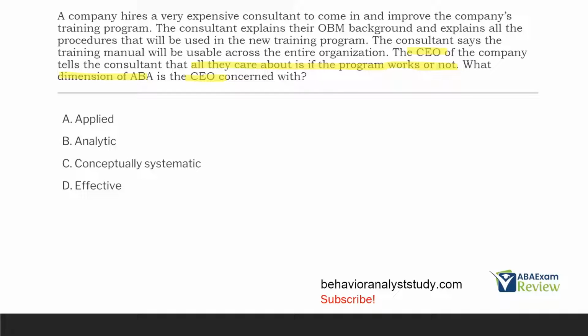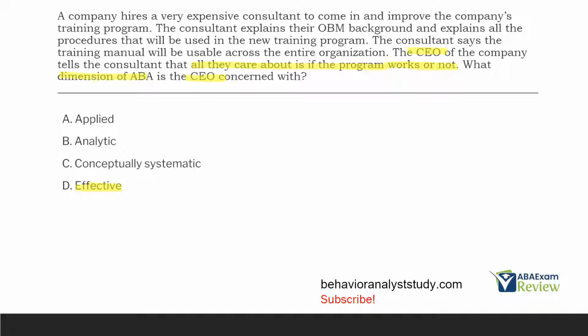Well, the CEO is not going to really care, right? I just need to know, has the behavior changed, right? All I'm worried about is, did the behavior change, right? Was whatever you're doing effective? And if the training program is improved, then it's been effective. So C, conceptually systematic. The CEO isn't too concerned with their methodology here, right? What they're worried about is, does the program work or not? Is the program effective? Socially valid and meaningful.